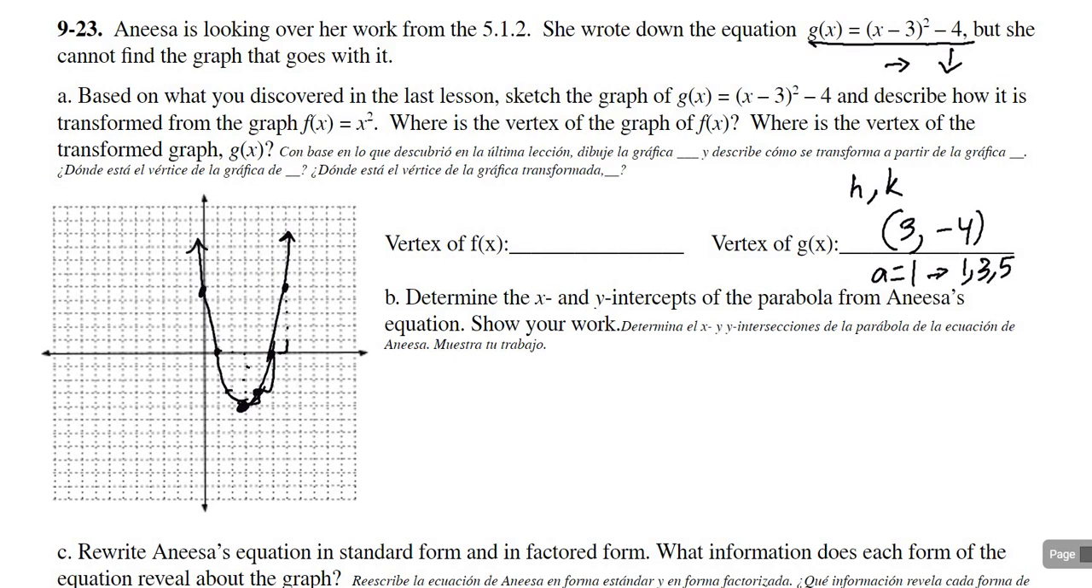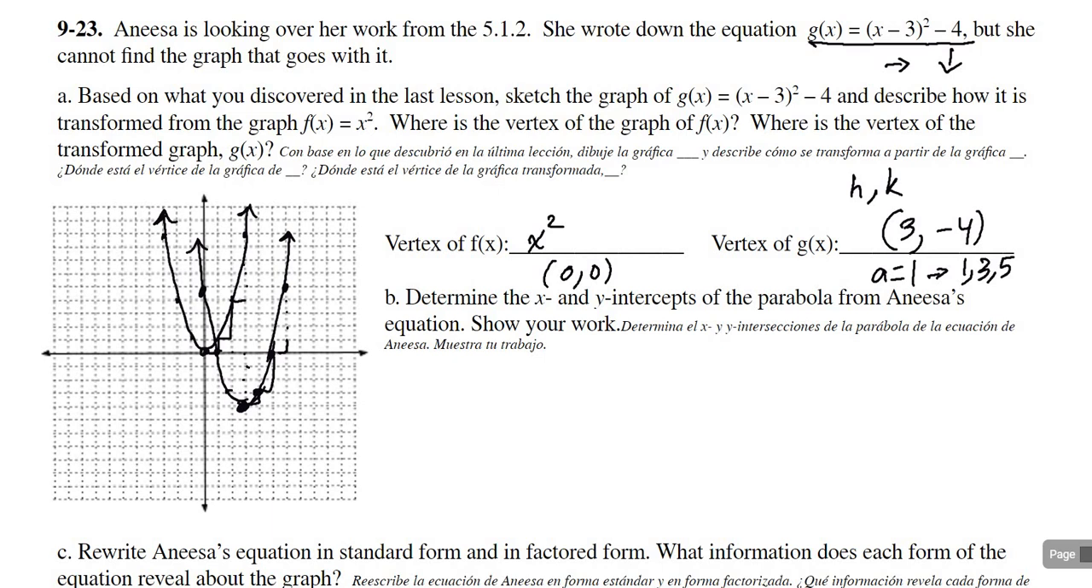Okay, now the vertex of f of x, that's my parent function, x squared, is going to be (0, 0). And that also has a step pattern of 1, 3, 5. Okay, I'll graph that.